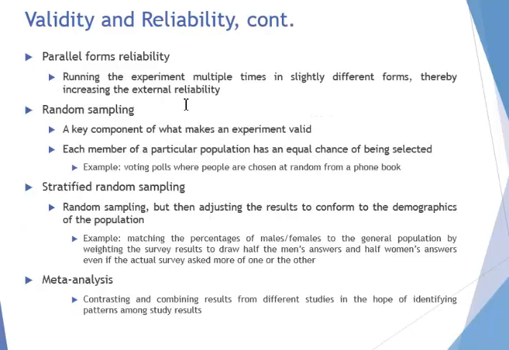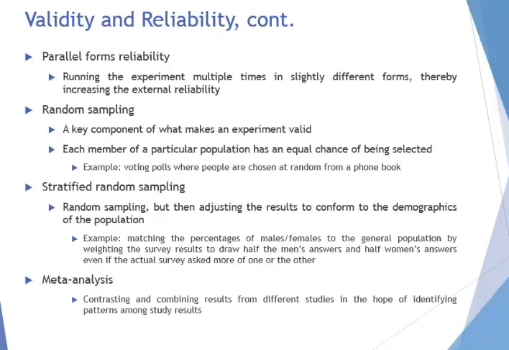There's parallel forms reliability, which is you run the experiment multiple times in slightly different forms, increasing the external reliability. If 5 different experiments with different results all establish that people with a good night's sleep get better test results, you change the test a little bit, you change the people a little bit, you change the type of environment a little bit, and it all shows the same thing.